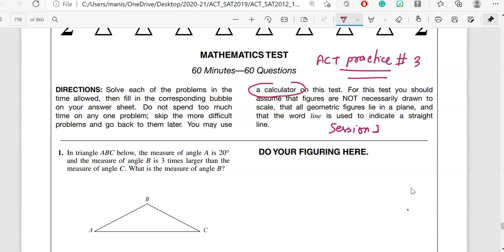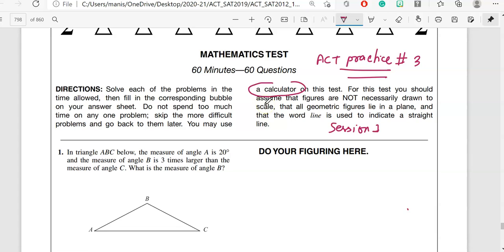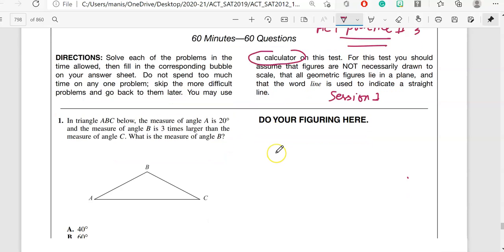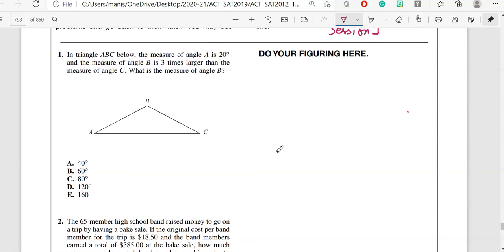In this we can use a calculator on this test. There are 60 questions which should be solved in 60 minutes. How you can utilize this instructional video is you should pause the video first, look at the question, try to solve it. Once you have got the answer, play the video and check my answer with your answer, and you should proceed like this. Let's look at question number 1.